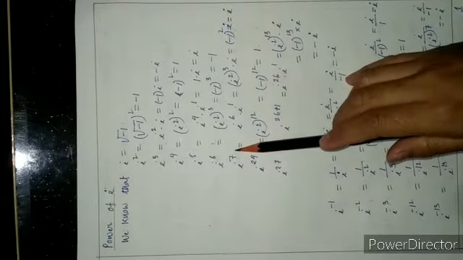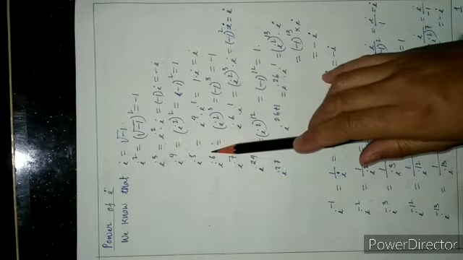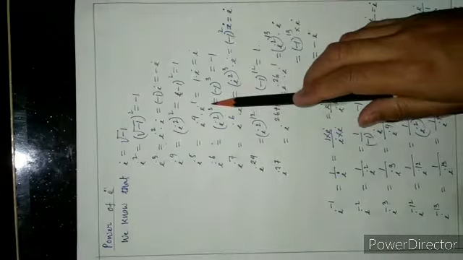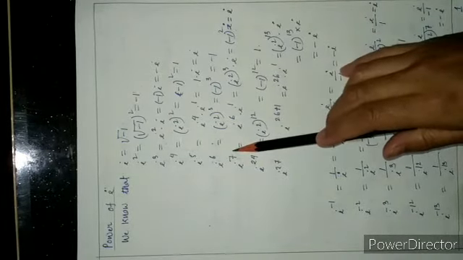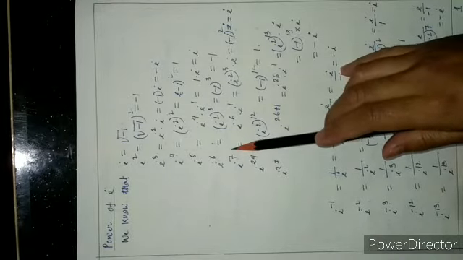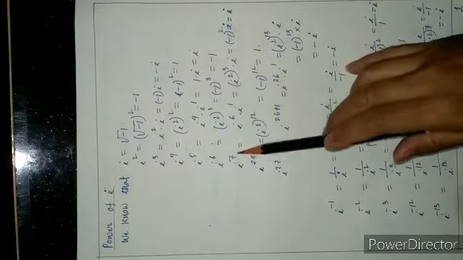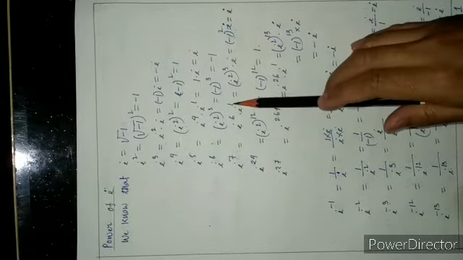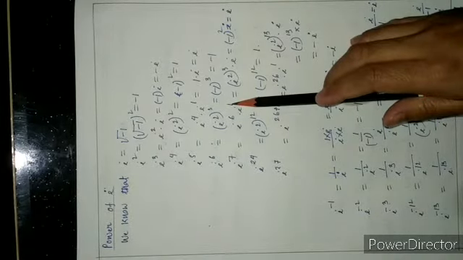Next, i to the power 7. 7 is an odd number, and 6 is an even number. If the power of i is not an even number, then it is an odd number. This odd number is expressed as 7 is 6 plus 1. We express the odd number as an even number plus 1.